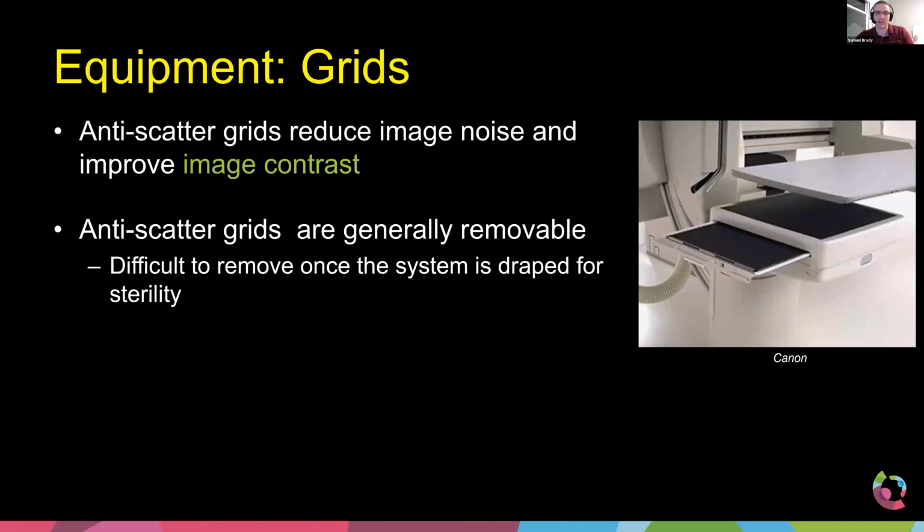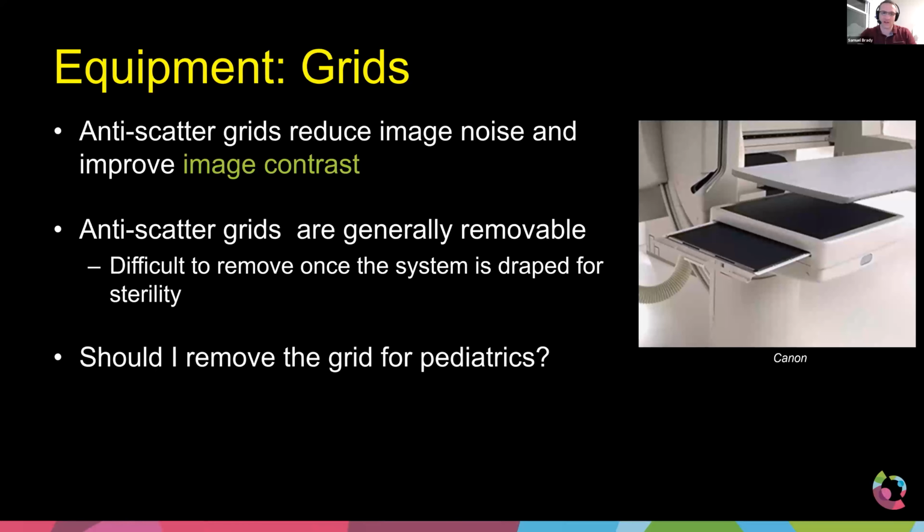And the other thing is, a lot of people don't like to take them off, because when you take them off, where do you put it? You put it on the side and you forget about it and it gets lost, it gets damaged. And so this concept of being able to remove grids is actually pretty archaic. So the question is, should I remove this grid?